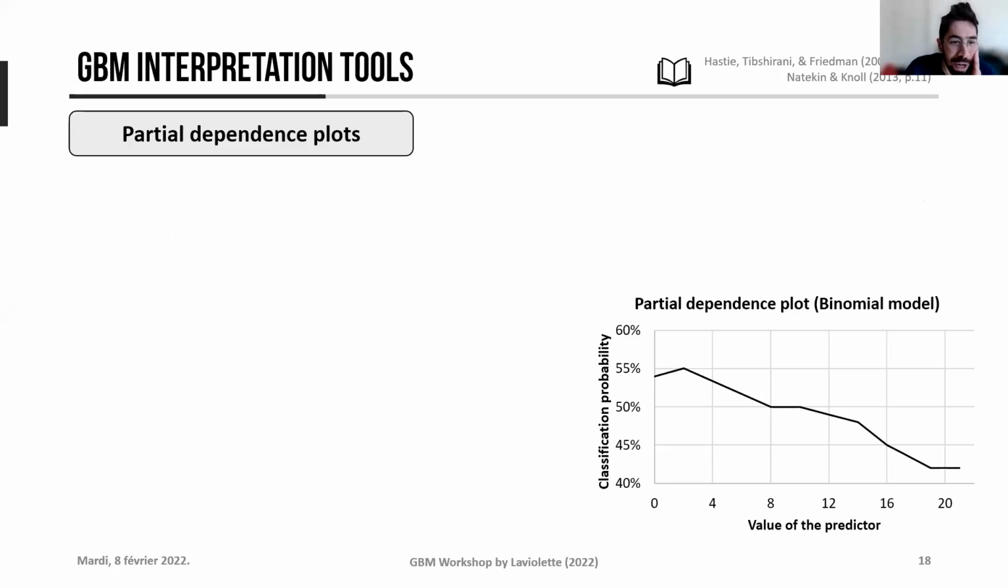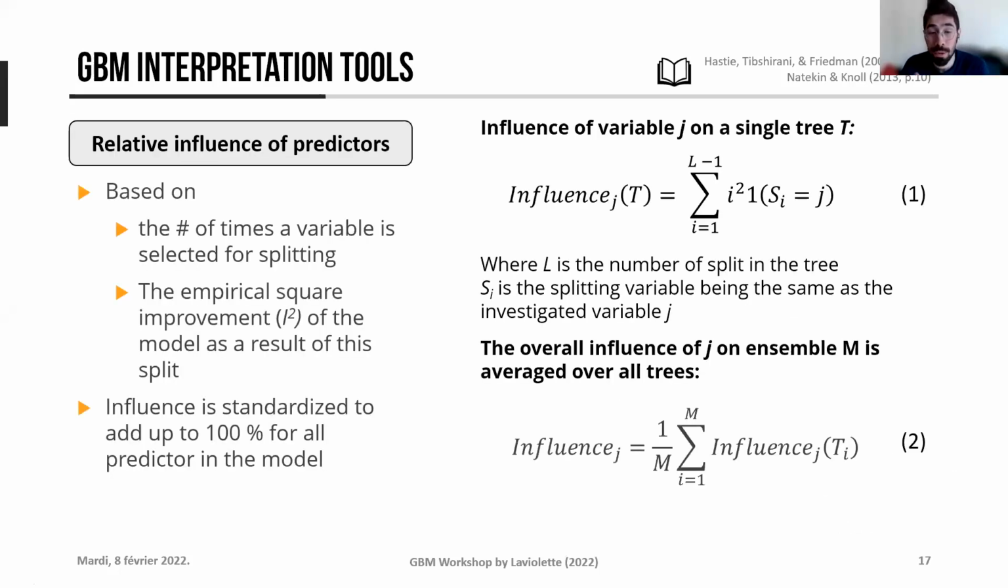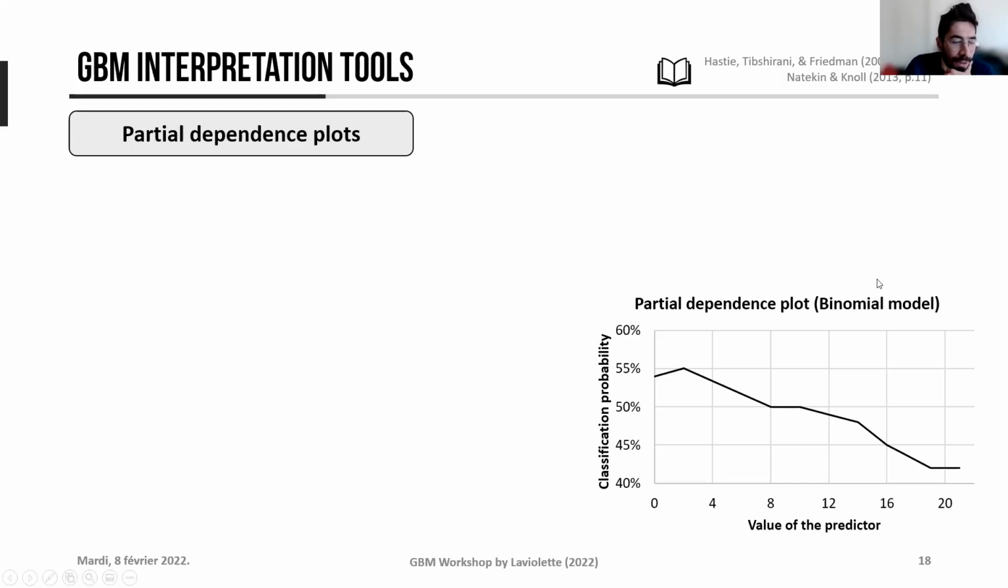Okay, so if this is clear for the relative influence of predictors, again, you will be able to look this up in those two references here. It's very well explained in Maitken and Knoll, which is the paper I just showed, and in the book by Hastie, Tibshirani and Friedman, chapter 10, which explains very well with slightly different notation the same way that the relative influence of predictors is calculated. Which brings us to partial dependence plots.